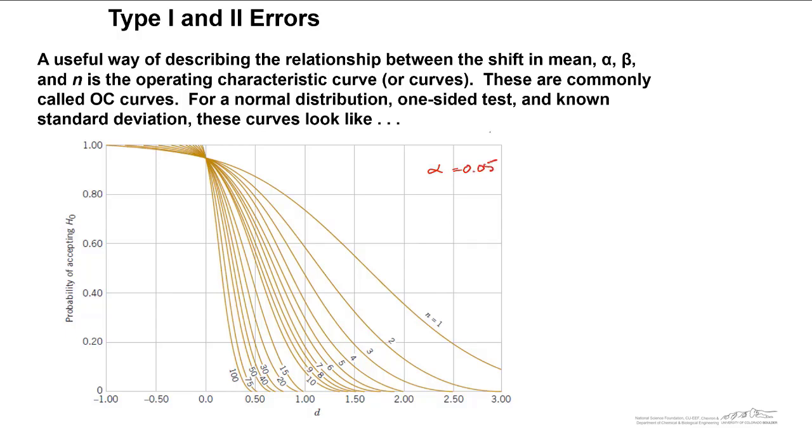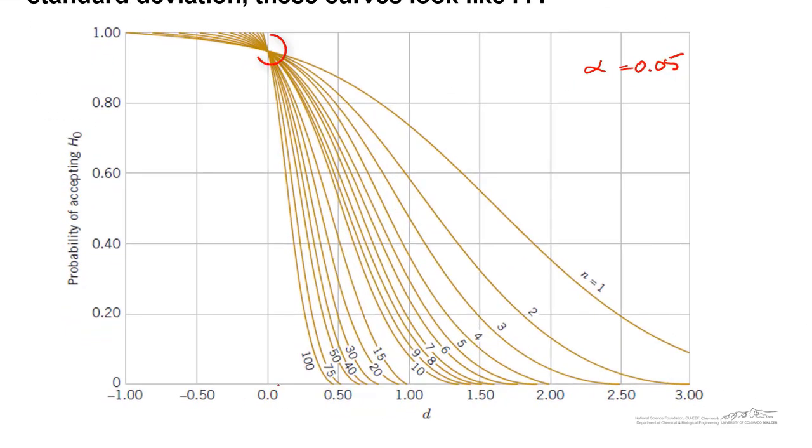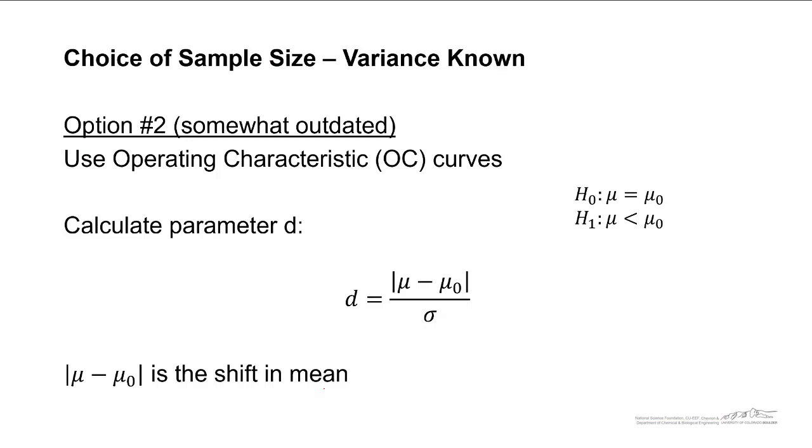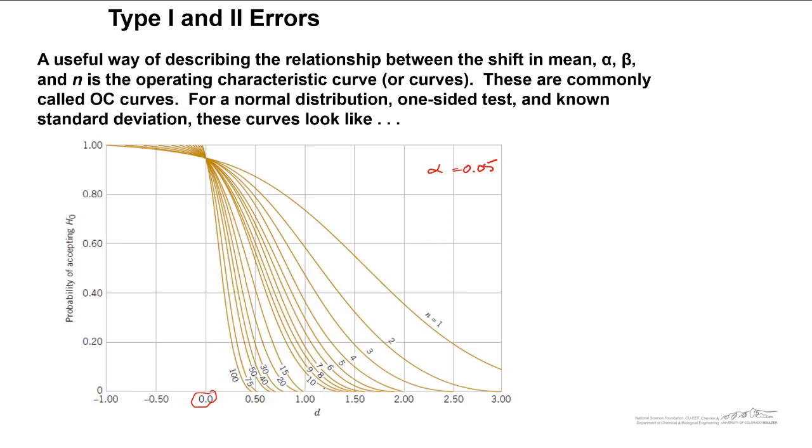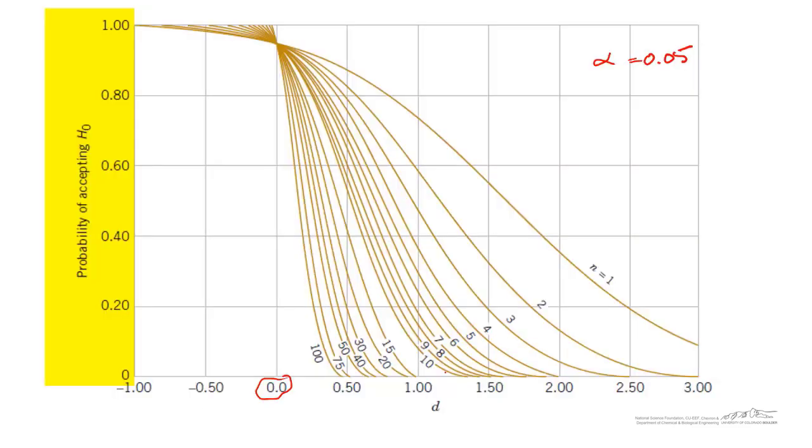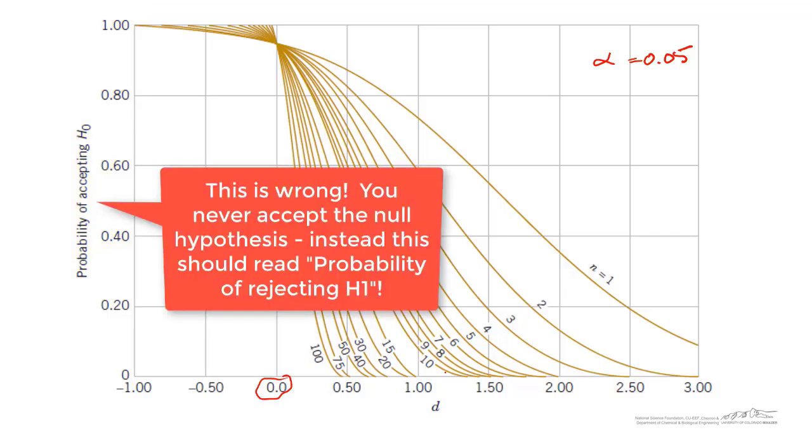You can always tell the alpha because if you look at 0 for D, this approaches 1 minus alpha, and so that's 0.95. What we've got on the x-axis is the D, so that's our shift in mean divided by sigma. That's the number of standard deviations away from the mean that we want to be able to detect. And on the y-axis, this is the probability of accepting the null hypothesis when the alternate hypothesis is true. So this is beta. That's our type 2 error.